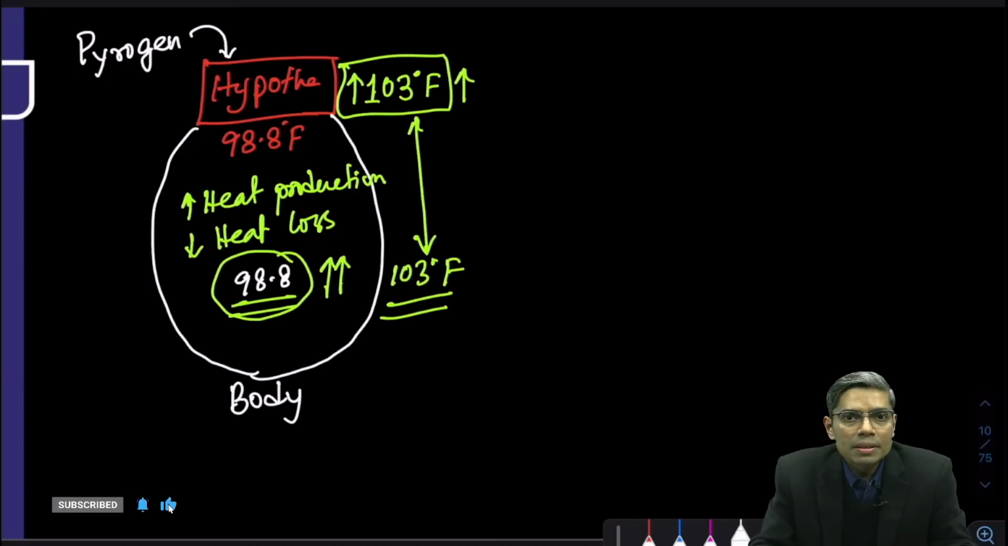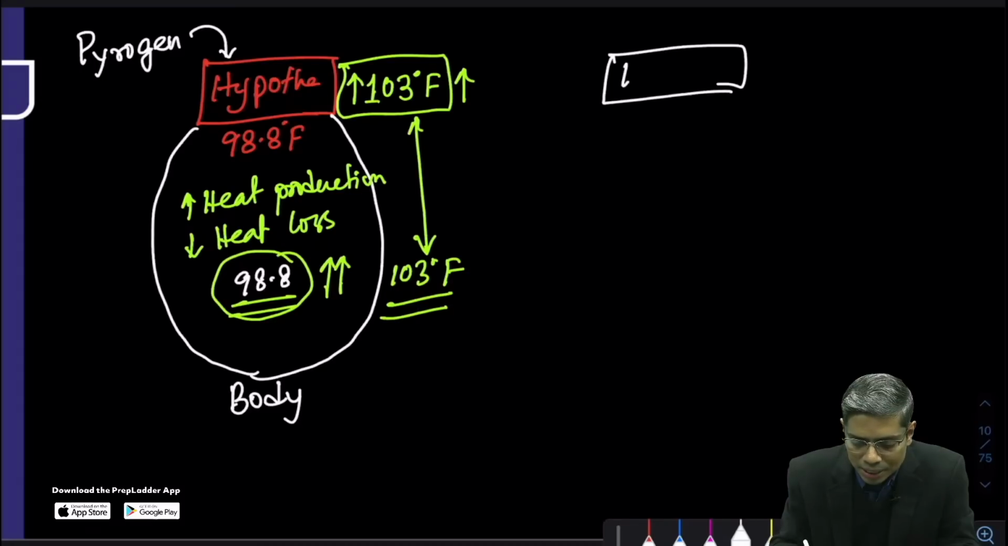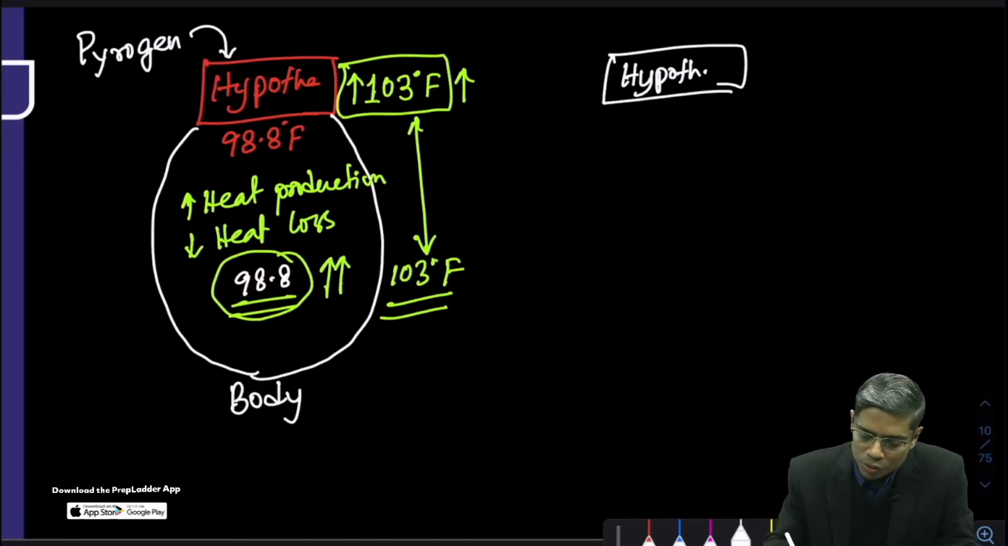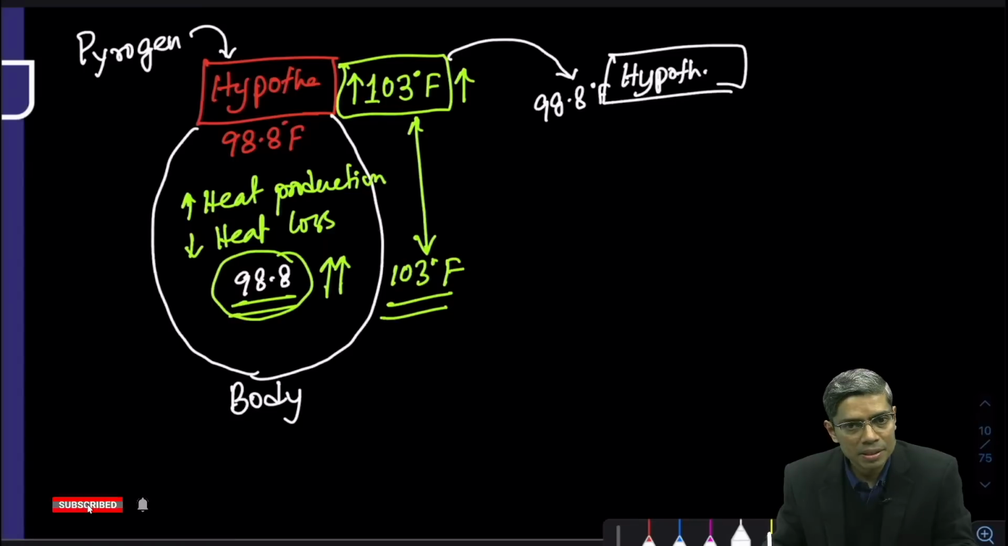Now, what happens when the pyrogens are not there in the body? The hypothalamus will again decrease the set point, okay? Now, suppose the pyrogens are no longer in your body, they have been washed out of the body. So, suddenly the set point which was at 103, now this set point will again come back to 98.8 degrees Fahrenheit, normal temperature.